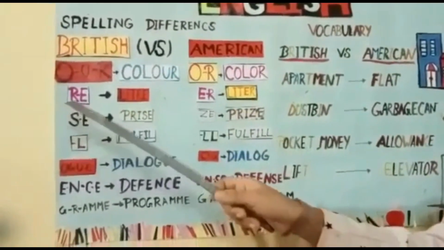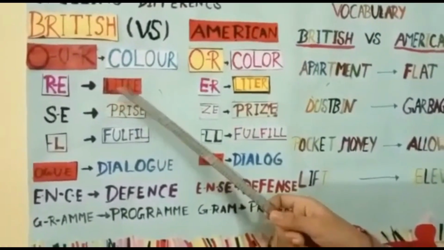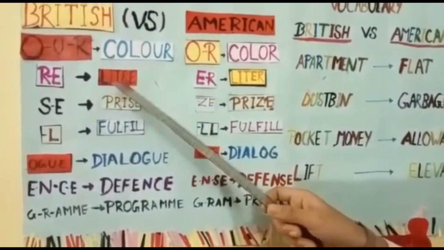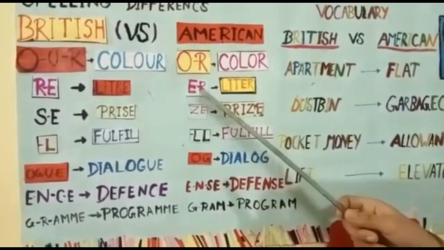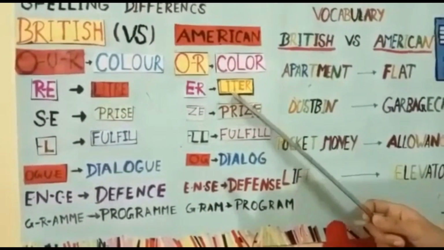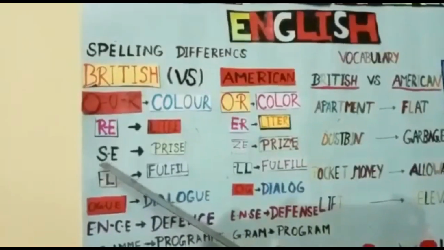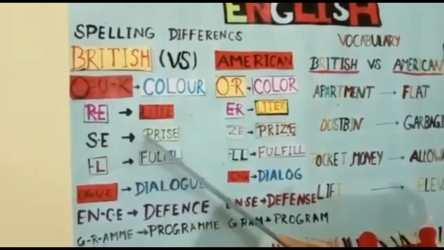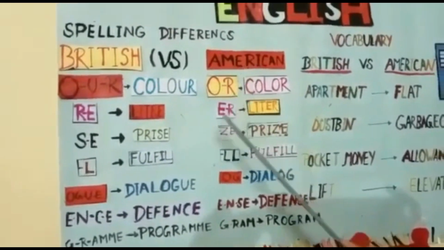Color. The second rule is R-E. For example, L-I-T-R-E, litre. The end is R-E. The American is E-R. For example, L-I-T-E-R. The end is E-R. Liter. The third rule is S-E. For example, P-R-I-S-E, prise. In American, Z-E.